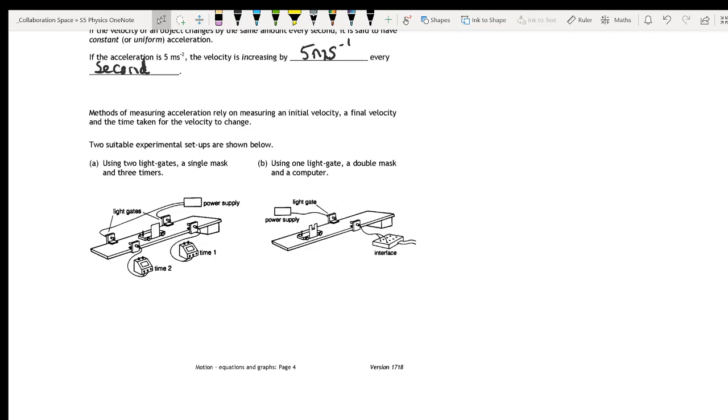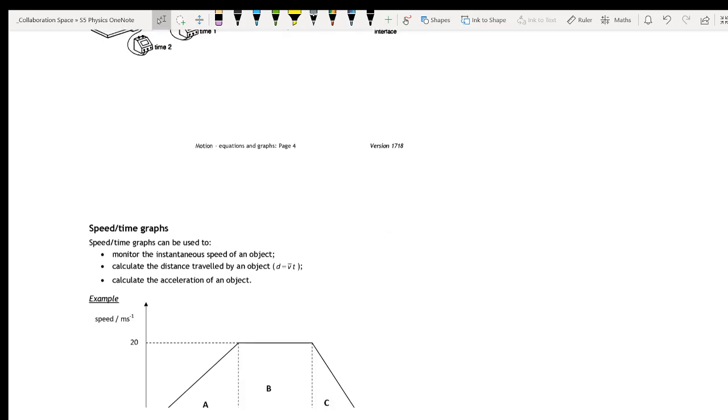Alternatively, you can have a trolley with a double card on it. So what happens is you can set it up so that when the first of the double card goes through, that's your initial speed. When the second of the double card goes through, that's your final speed. And your timer can measure the time it takes between those 2. So that's how you might go about experimentally finding it.